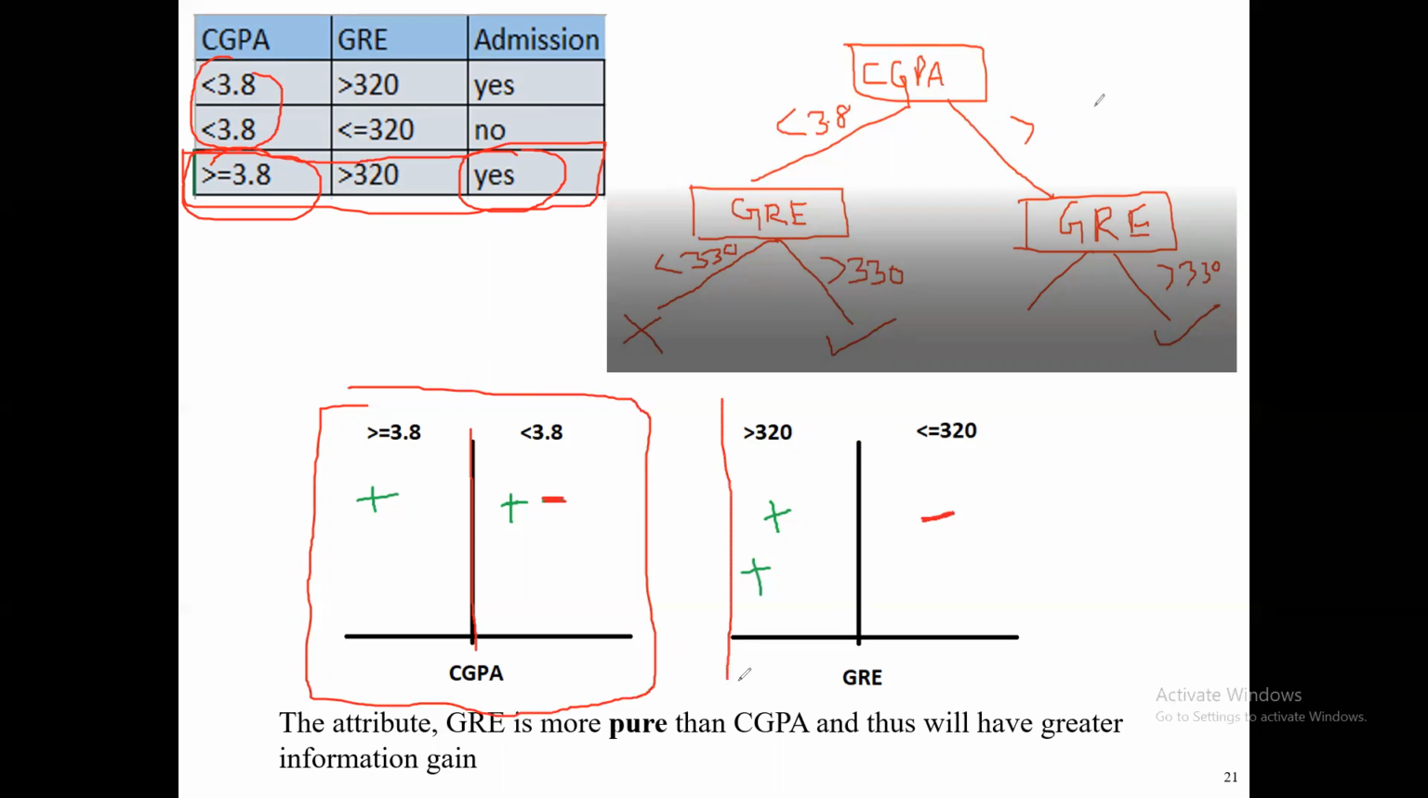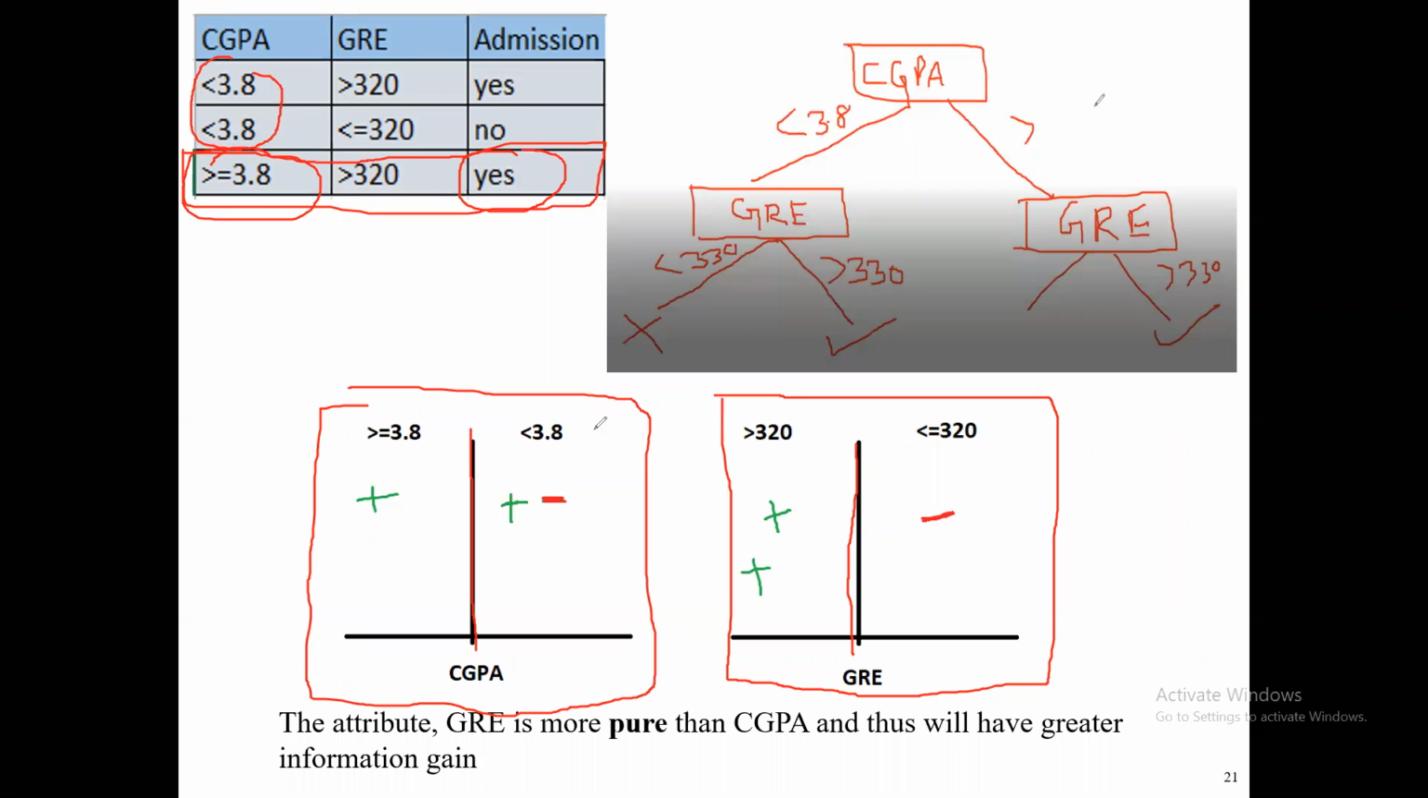Similarly, when we observe GRE individually, we see that there are two examples in the dataset which are greater than 320 score, and for both of them the labels are yes, so we give a positive sign for each of them. And there is only one example where the GRE score is less than 320 and the label is no for that, right?